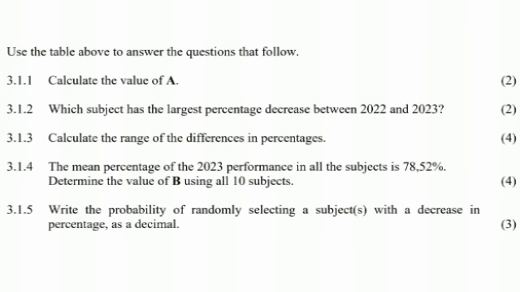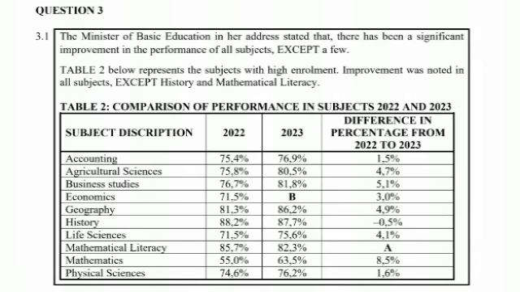The September question paper that we were just looking at, they started their integration early in question 3, but you can rest assured that for your final it will be in question 4 and 5. So let's look at an example of a data handling question, as we were doing with our question 3, but the last question, which is 3.1.5, is a probability question. It says write the probability of randomly selecting a subject with a decrease in percentage as a decimal.